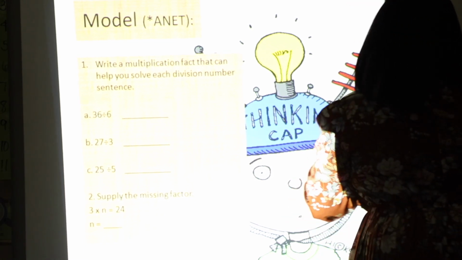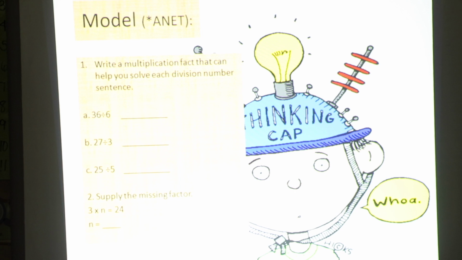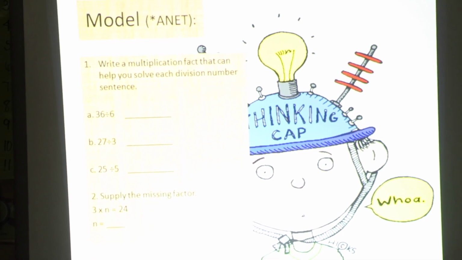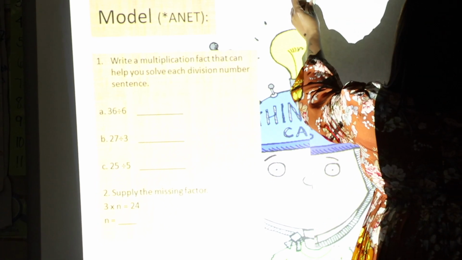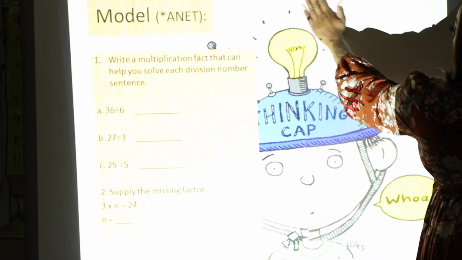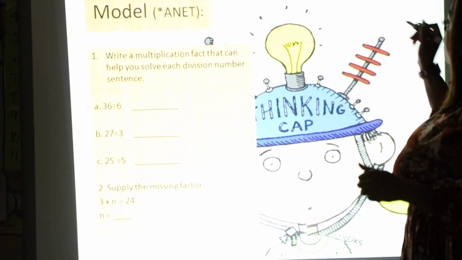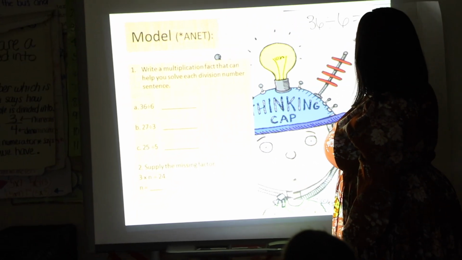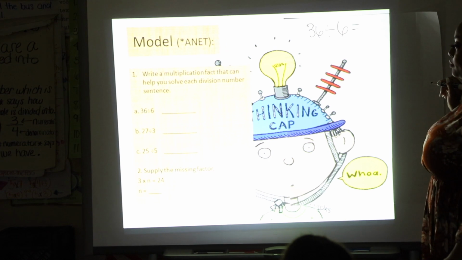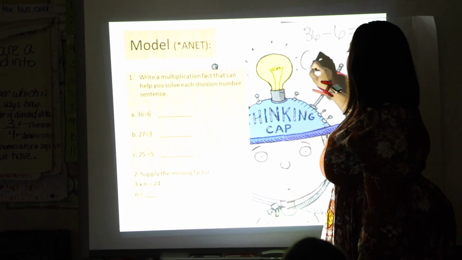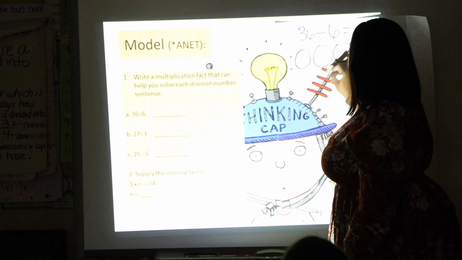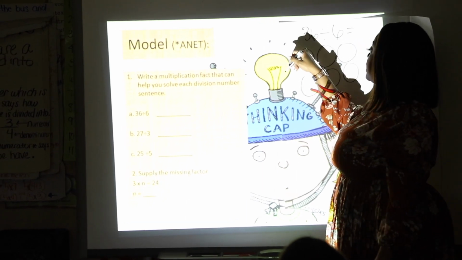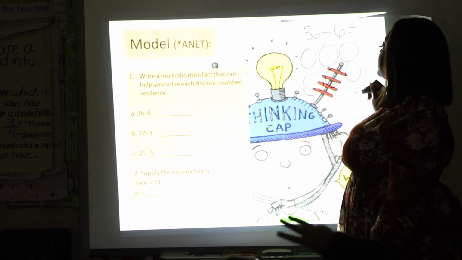Way 1. You can solve 36 divided by 6. How many arrays do I need? 6. So I'm thinking I need 6 arrays. 1, 2, 3, 4, 5, 6. And I'm also thinking I'm going to count until I get to 36.